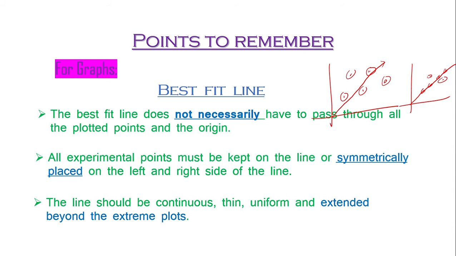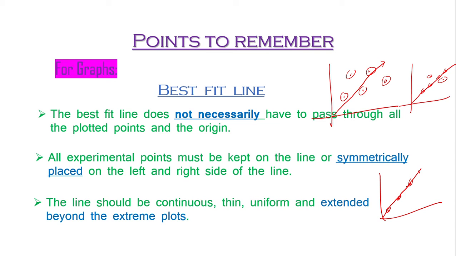All right, the line should be continuous, thin, uniform, and extended beyond the extreme point. So whenever you're plotting this line, suppose you are starting from the origin, you will stop at your last point. You don't have to stop over there. You have to extend it.